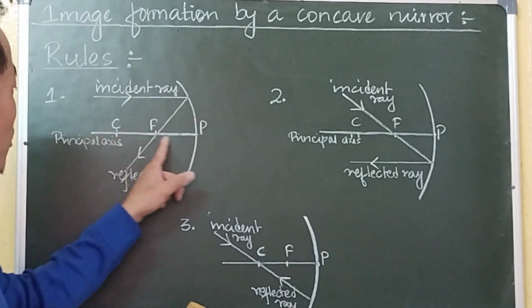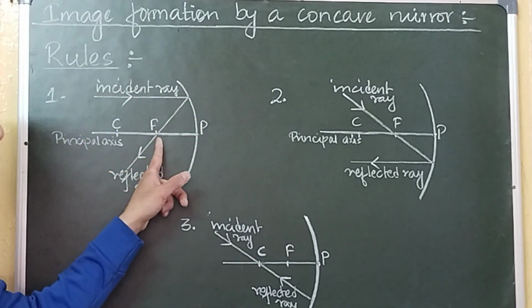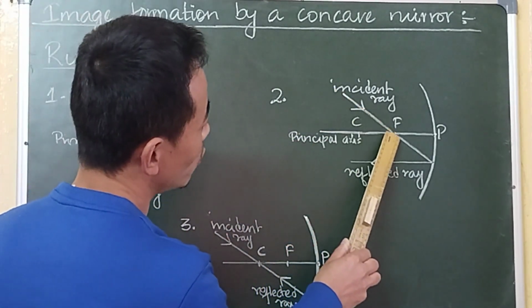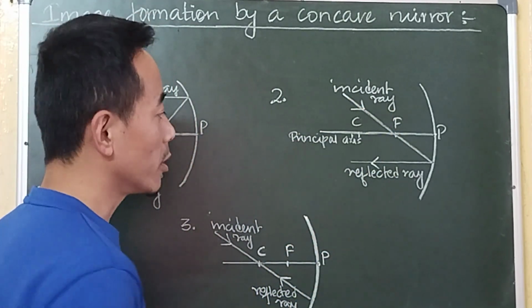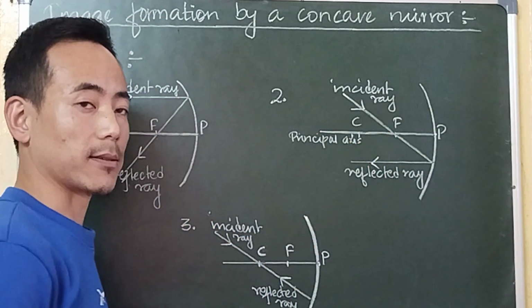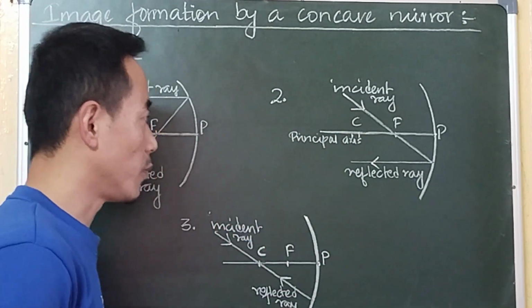If the incident ray is parallel with the principal axis, the reflected ray is always passing through the focus. Just the reverse, rule number 2: if the incident ray is passing through the focus of the concave mirror, then the reflected ray will become parallel with our principal axis. You can see that rule number 1 and rule number 2 are just the reverse or opposite of one another.